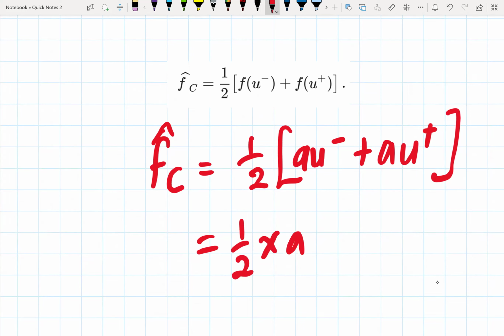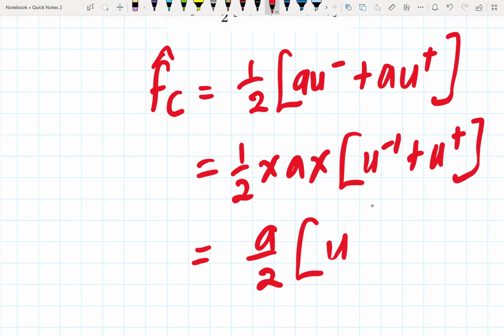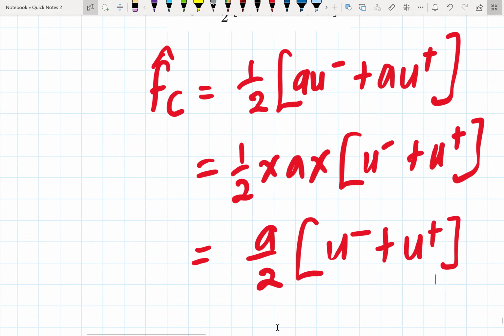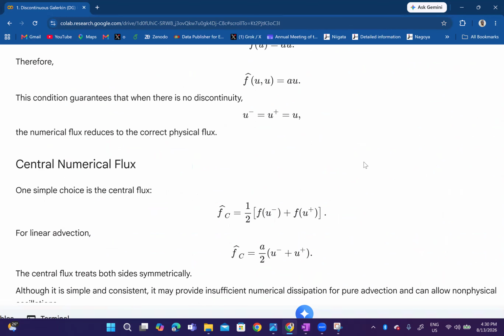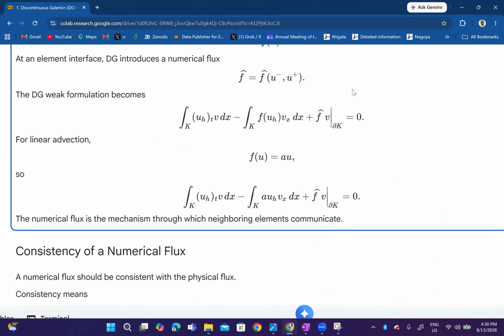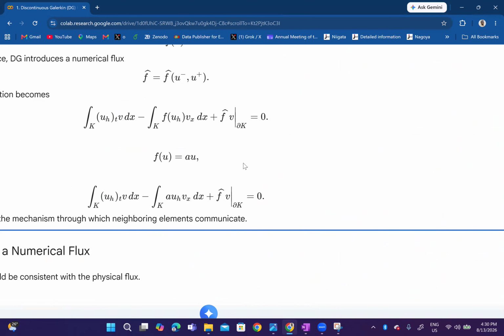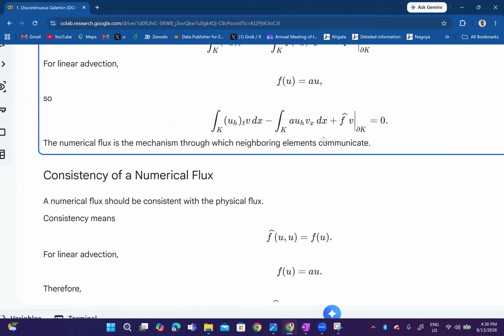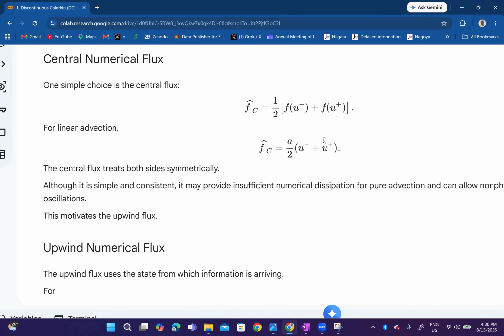So that means we have a over 2 into u. Oh, where did I get the one from? Sorry, this one should not be there. So we have a over 2 into u minus plus u plus. So that's the expression we have for the particular situation we are considering right now. Because we already agreed somewhere that f of u, we already know it is au. So with that, we take care of the central flux.